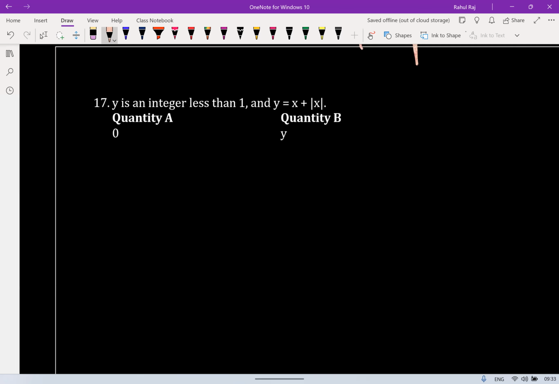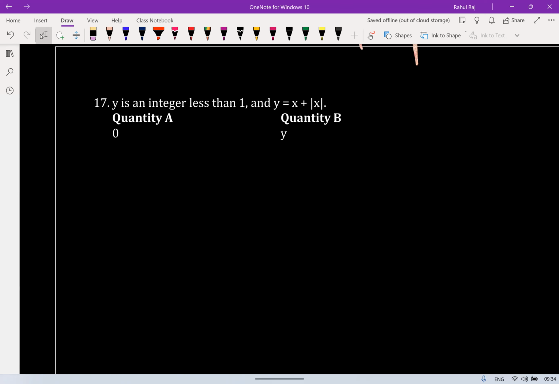So here, because y is an integer less than 1, the y could be 0, -1, -2. Why? Integers can be less than 0, no? Yeah. But this is the place where you're saying something wrong. So please think about why you are saying that is wrong. Is it about y?